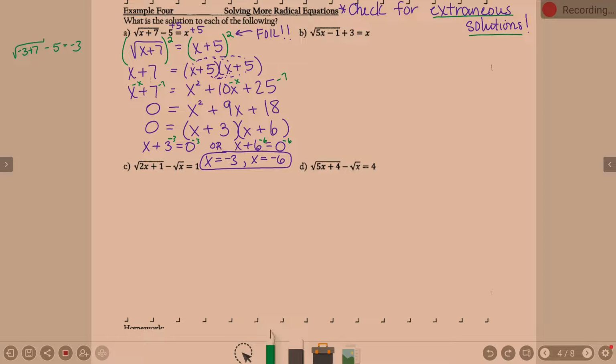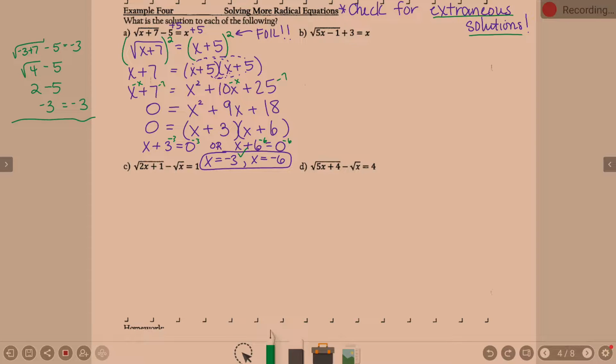Negative 3 plus 7 is 4. The square root of 4 is 2. 2 minus 5 is negative 3. Does negative 3 equal negative 3? Yeah, it does. So negative 3 is good. It works.